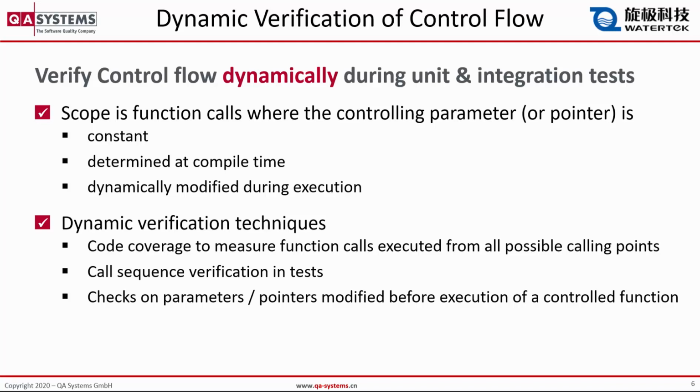In addition to that, verifying calls and checks on modifications made by the controlling functions prior to controlled call executing are possible where the test framework allows. Call sequence verification in tests is particularly important here. The order of calls being made is part of the dynamic flow verification. Checks on what is passed over those calls in terms of the parameters and pointers modified before execution of a controlled function also permit the verification of control flow.